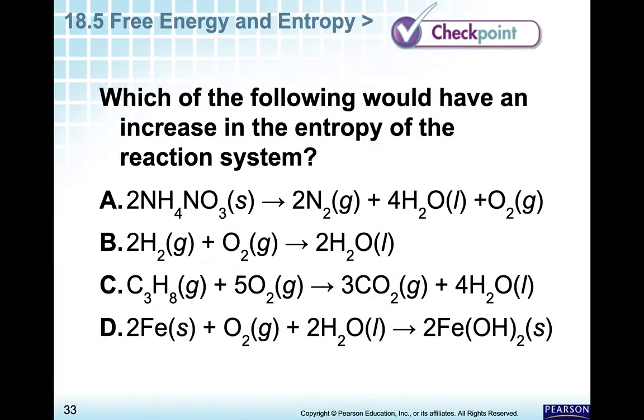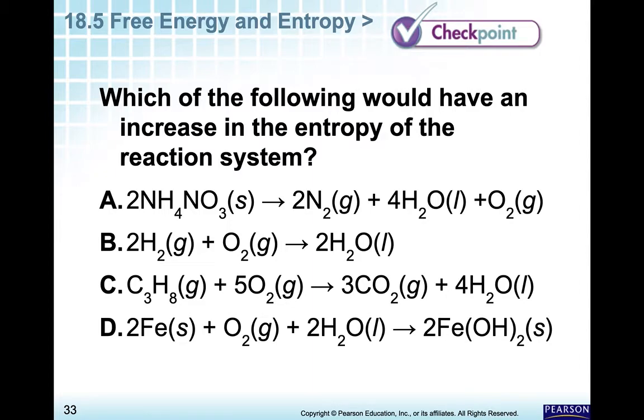Let's look at this example. We want to know which of the following would have an increase in entropy for the system, for the reaction. So there's 4 reactions. See if you can figure out which one would have the largest entropy increase. So you can pause and try and think through that. What you should be looking for is which system is creating the most chaos. So which system has the greatest increase in moles of gas.